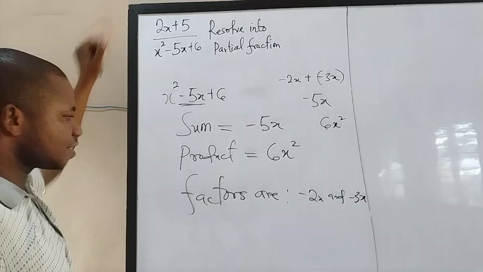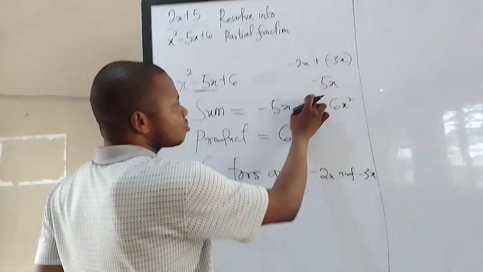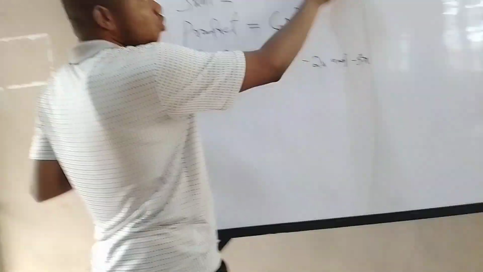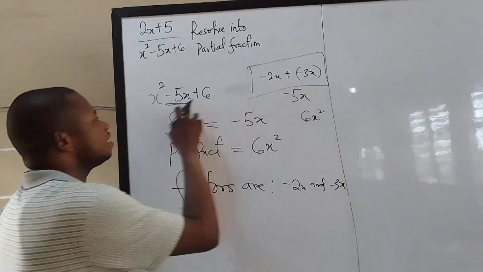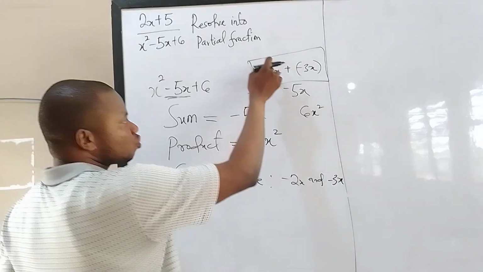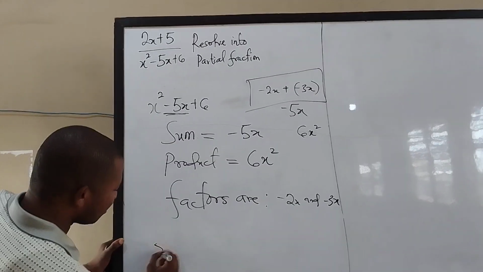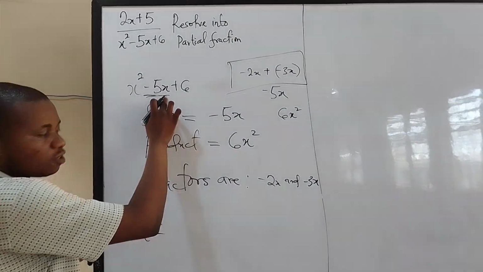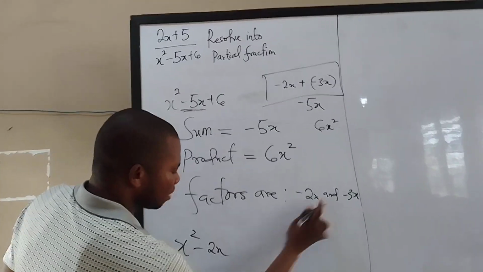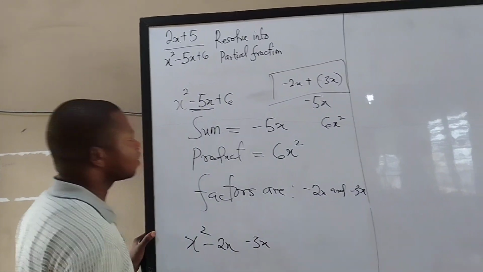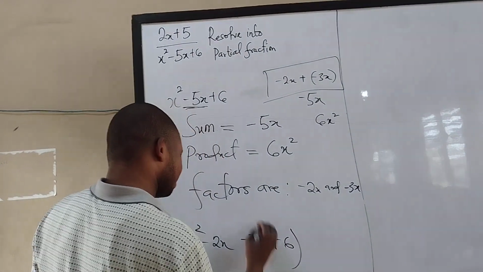So that being the case, mind you, minus 2x plus minus 3x will give me minus 5x, which means that this whole stuff is equal to minus 5x. Instead of writing this, I'm going to substitute for minus 5x by saying x squared, instead of 5x now, this thing: minus 2x and minus 3x. Then I'll now write the last one, plus 6. I'll bracket them.